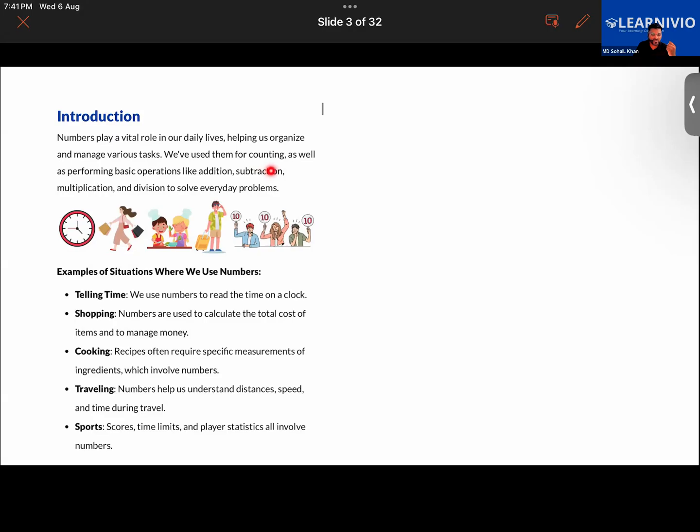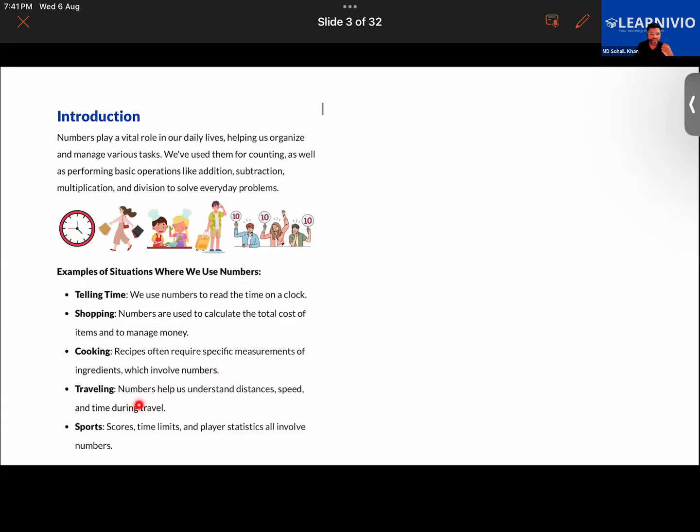When I'm going to sleep, when I'm going to eat, when I'm going to go to school, when I'll be back to my home, numbers are helpful in various ways. In different situations they are helpful, like in telling time and in shopping. Numbers are used to calculate the total cost of the items and the total weight of the items, so it helps us to manage the money. In cooking, certain recipes require a specific measurement of ingredients, like 10 gram of a particular spice has to be used, or 5 gram of salt has to be added.